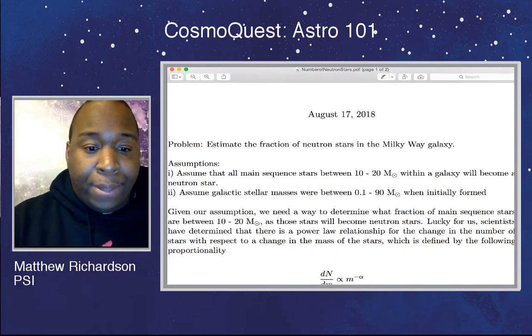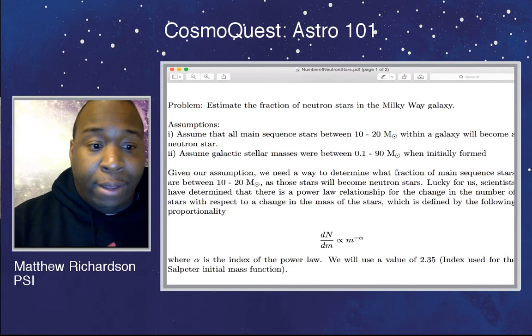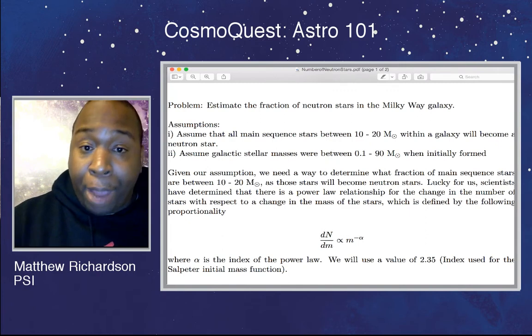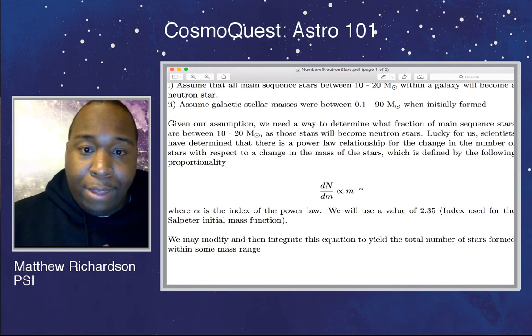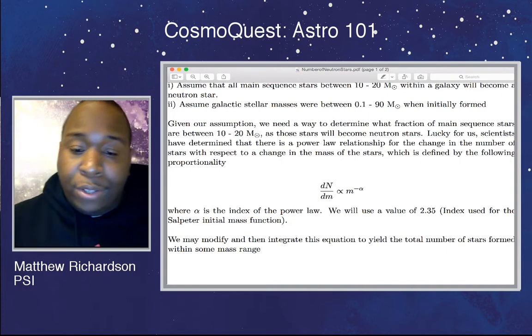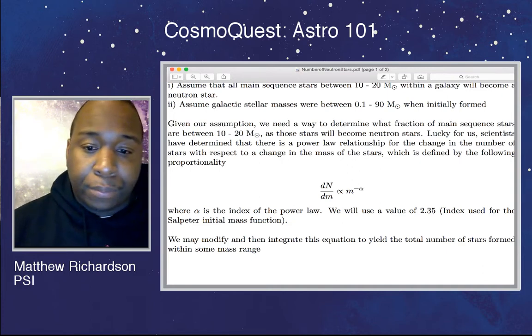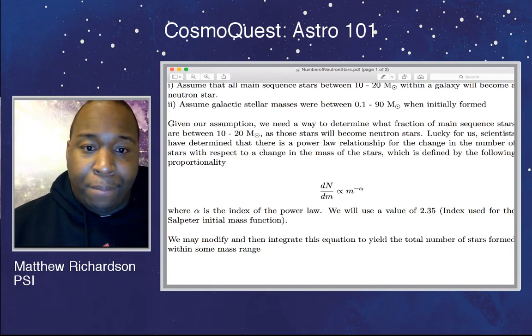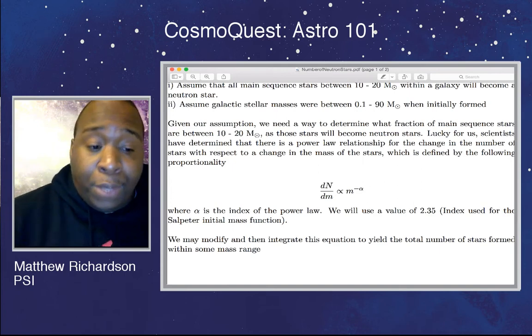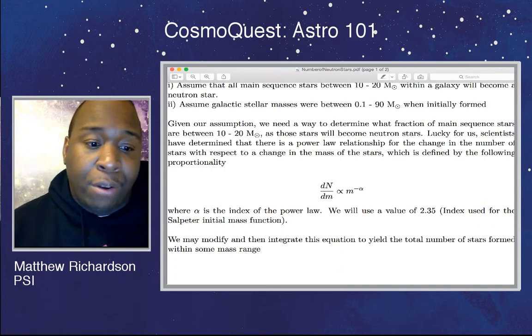And it just so happens that this initial mass function, if you want, you can look it up on Wikipedia, is a power law, and it's defined by the power law that we see here. dn over dm is proportional to the mass raised to some power. In this situation, I'm using a spectral index that's common for this mass function of 2.35, which is known as the Salpeter initial mass function.